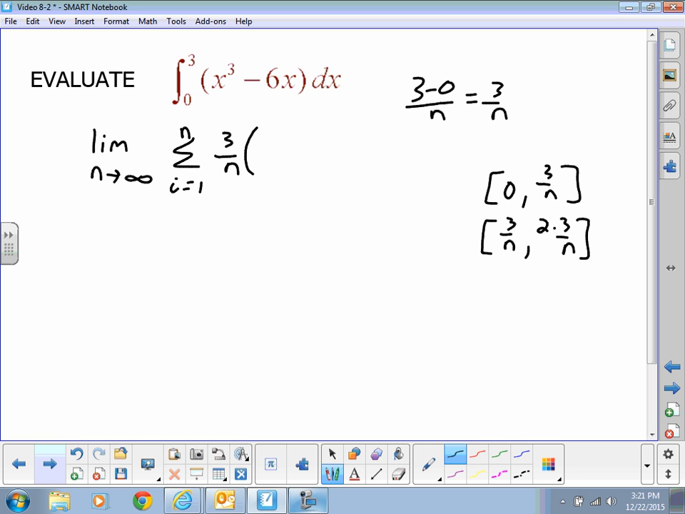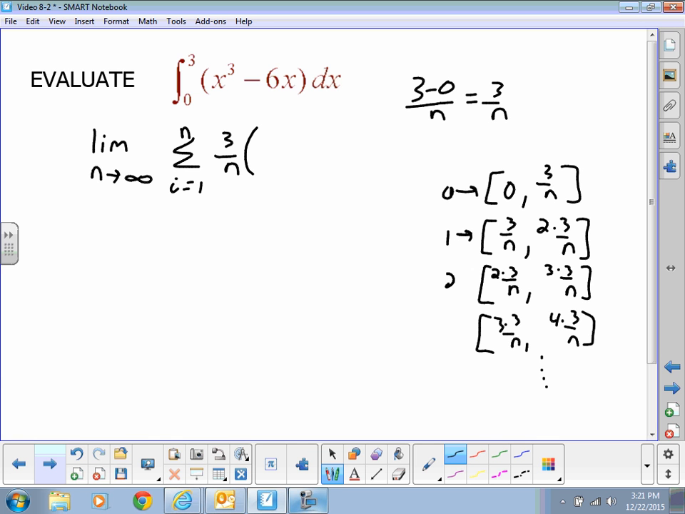Okay, I'm purposely listing it like that, rather than writing 6 over n. So then we'd have 2 times 3 over n, and 3 times 3 over n. And then we would have 3 times 3 over n, and we would have 4 times 3 over n. And this would keep going. So our first reference point came out of here, or sorry, our 0th reference point. Our first came out of here. Our second came out of here. Our third came out of there.